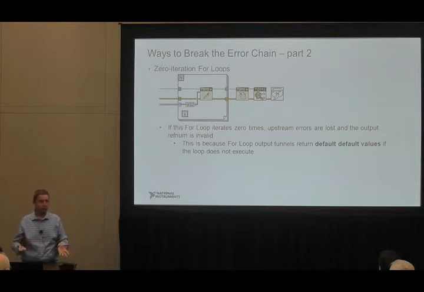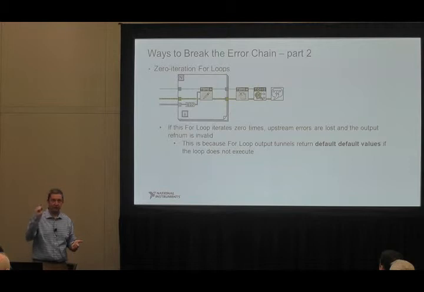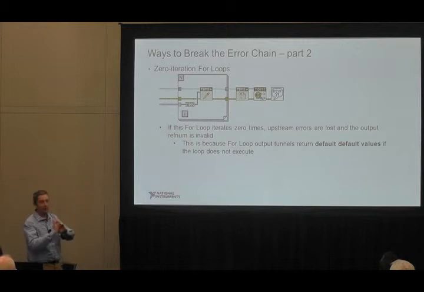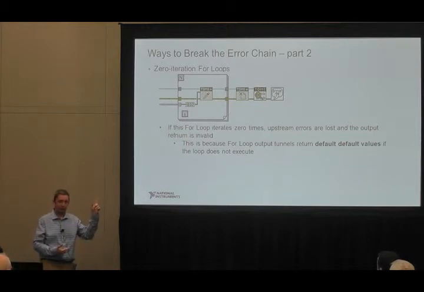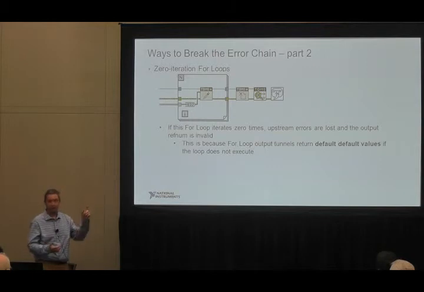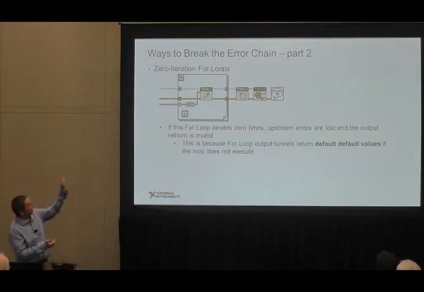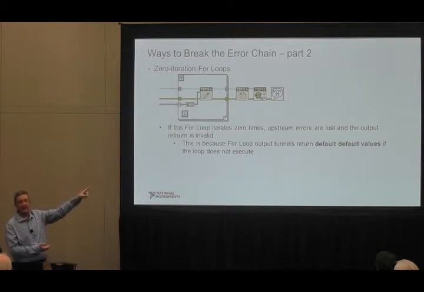So for a Boolean, it would be false. For numeric, it would be 0. For string, it would be empty string. For error cluster, it's false, 0, empty string inside the cluster. So when that for loop runs 0 times, all of the output tunnels are going to return default values, which for the ref num is going to be just null ref num, and for the error cluster, it's going to be false, 0, empty string. So if an error went into that for loop, you are not going to see it on the output of that for loop, and that is another way that we might break the error chain without realizing it.